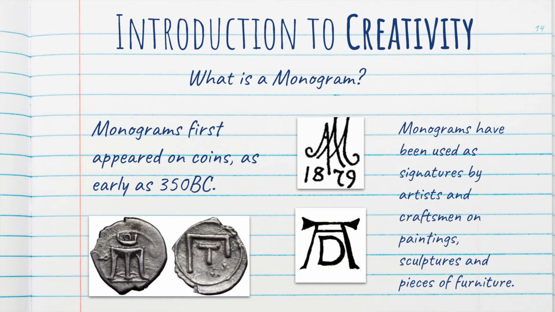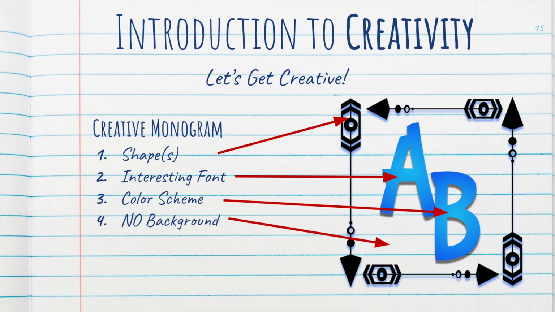Monograms first appeared on coins as early as 350 BC. Monograms have also been used as signatures by artists and craftsmen on paintings, sculptures, and even pieces of furniture. To create our creative monogram, we'll use shapes, an interesting font, a color scheme, and we'll make sure that we don't have a background so that we can keep this as a PNG.